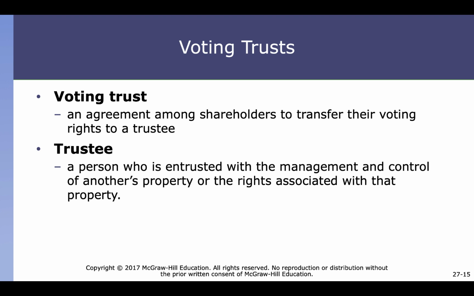Another way that shareholders try to affect voting is by a voting trust, which is an agreement among shareholders to transfer their voting rights to a trustee, and then they all vote the same. So it magnifies voting power. A trustee is a person who's entrusted with the management and control of another's property or the rights associated with that property. So the person who agrees to serve as trustee agrees to serve in the manner that all of the shareholders have asked said person to serve. So they're voting the way that they're told to vote.